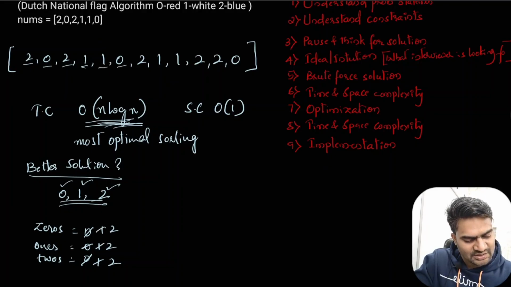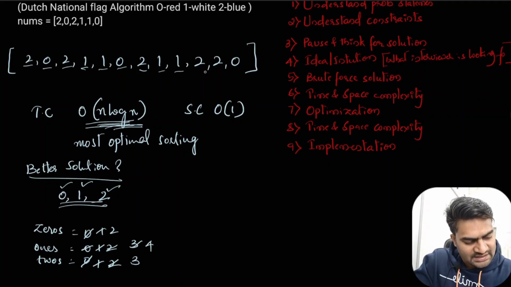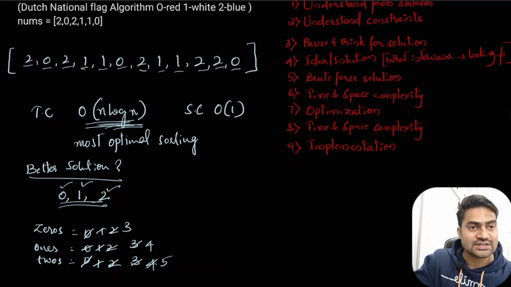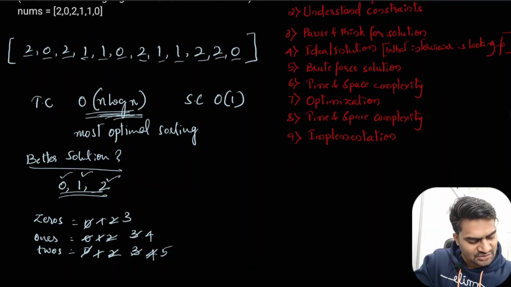So I will increment it to 2. Next number is 2, so I will increment it to 3. Next number is 1, so I will increment it to 3. Next number is again 1, so I will increment it to 4. Next number is 2, so I will increment it to 4. Again next number is 2, so I will increment it to 5. Next number is 0, so I will increment this to 3. So now if you see, there are 3 zeros, 4 1's and 5 2's.